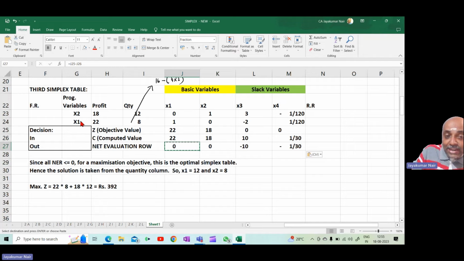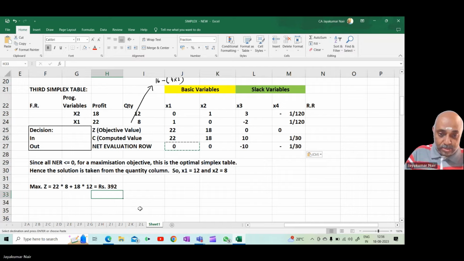You know that X1 gives you 22 rupees profit, and X2 gives you 18 rupees profit. So when you substitute the value of X1 as 8 and X2 as 12 in the objective function, you find that the maximum profit is 392.